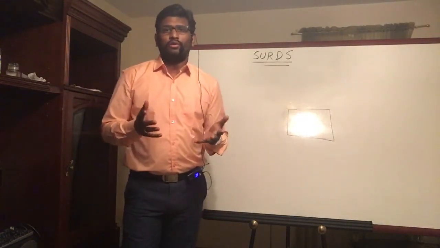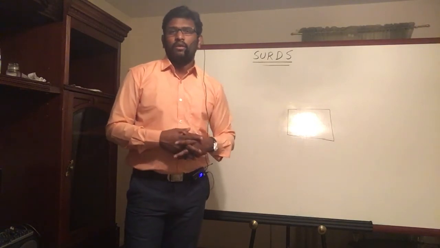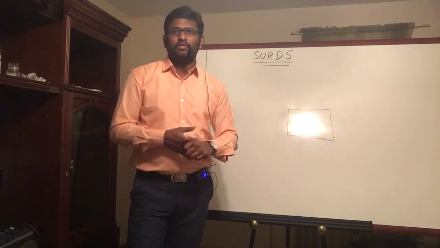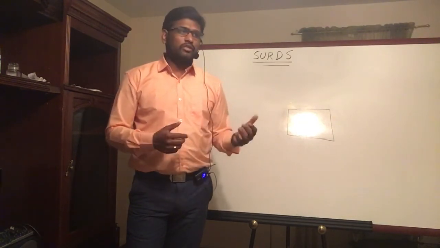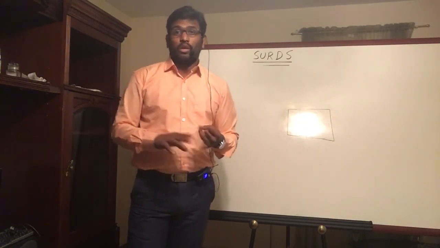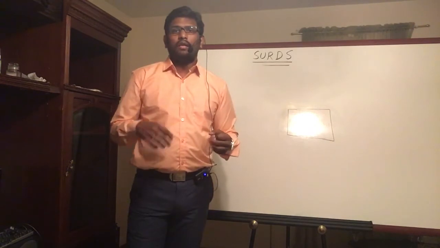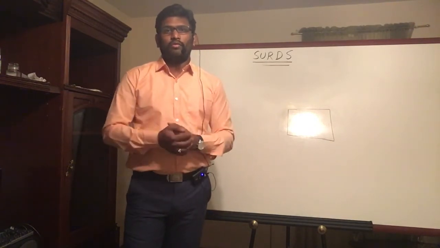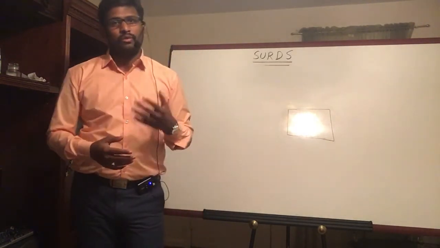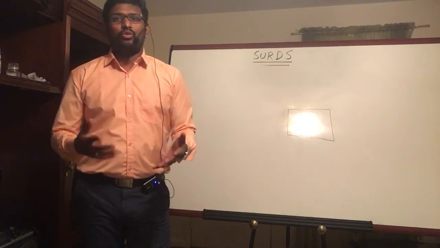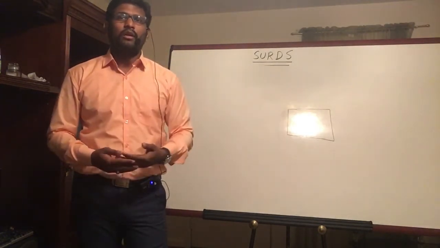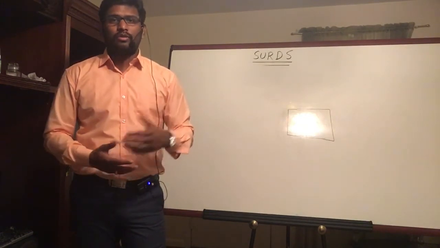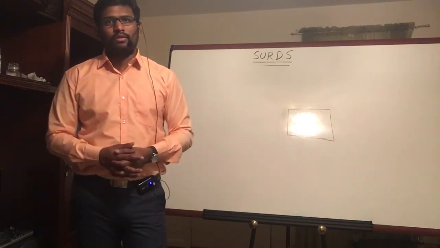Last two sessions we have discussed surds. In the first session we discussed the definition of surd and types of surds. In the second session we discussed pure and mixed surds. And in the third, we are going to discuss comparing two surds: comparing two or more surds, and writing the surds in ascending order and descending order. This is what we are going to discuss today.